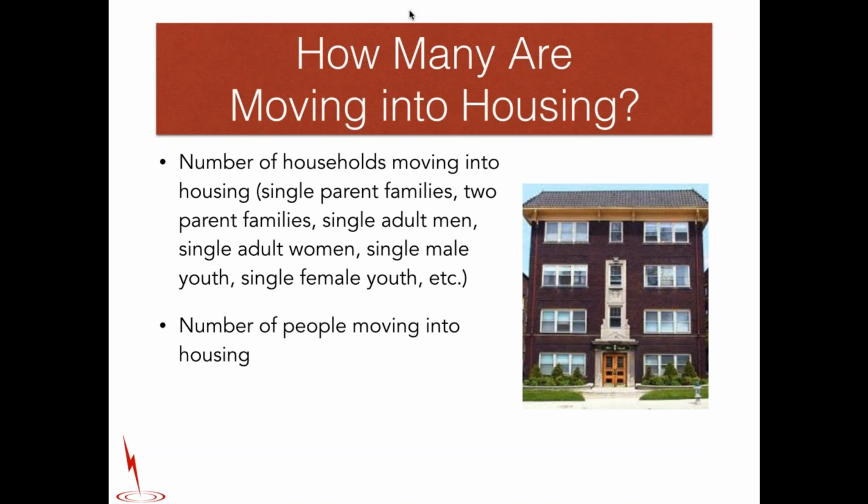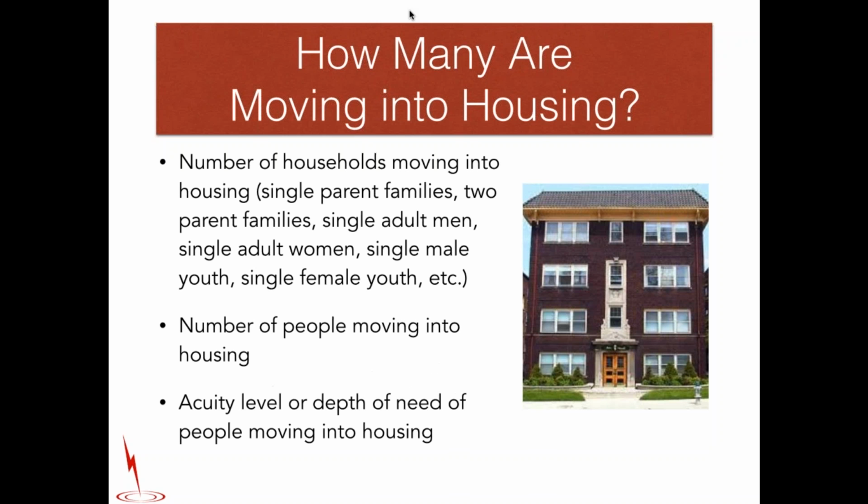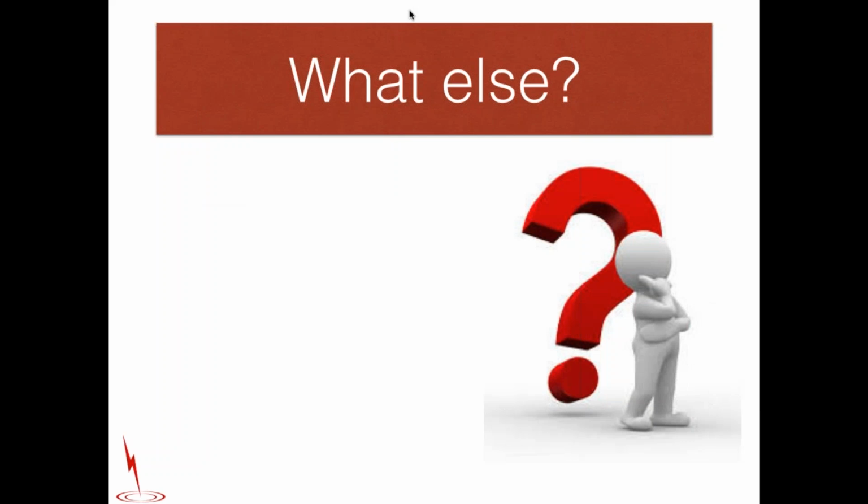So for example, if you have a family, that family might be 3 people, 5 people, 10 people. So if you look just beyond households and look at number of people, you can see a larger impact of your rapid rehousing potentially. And then you can, again, look at things like acuity level or depth of need of the people moving into housing. But what else could you look at?